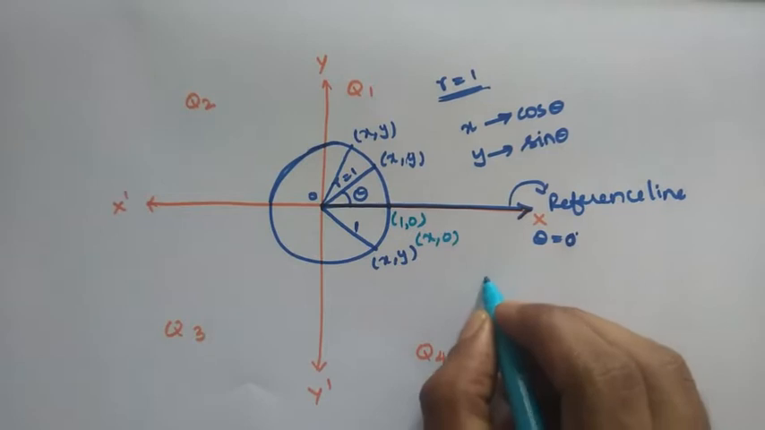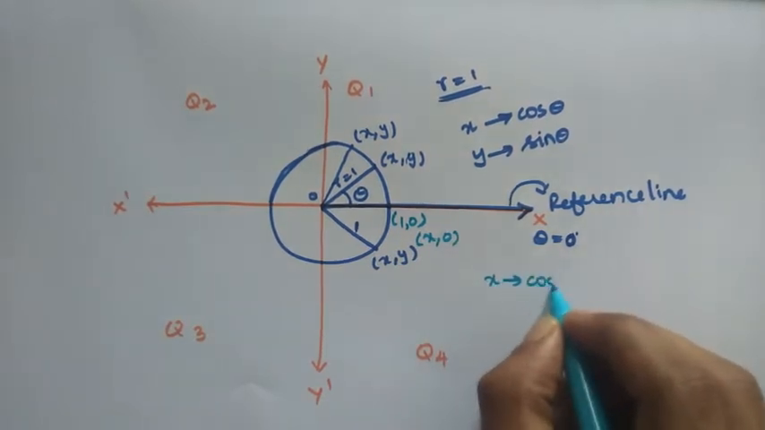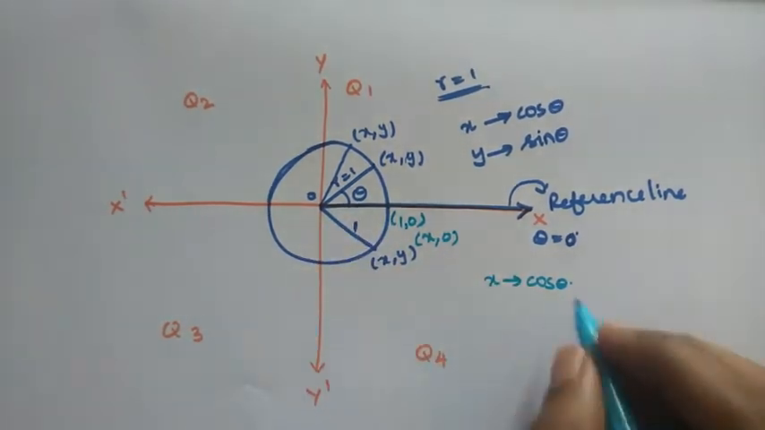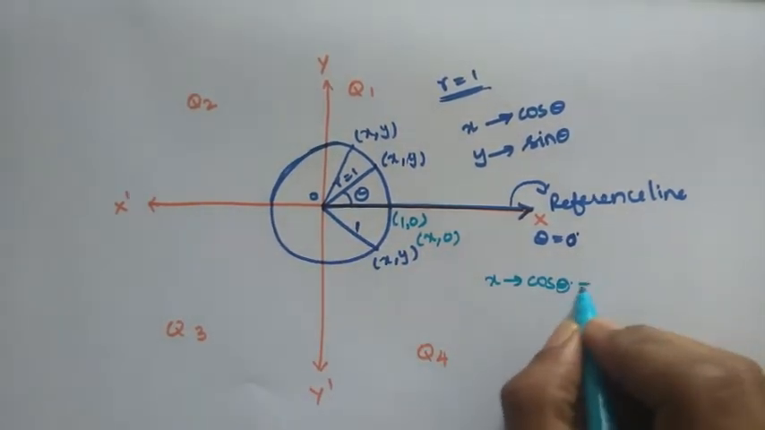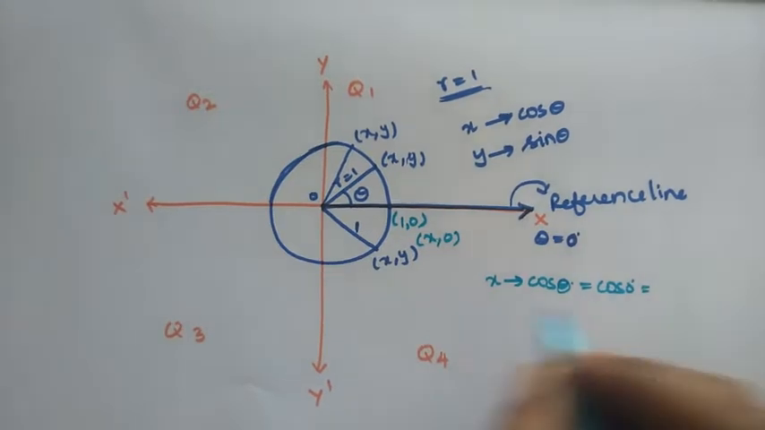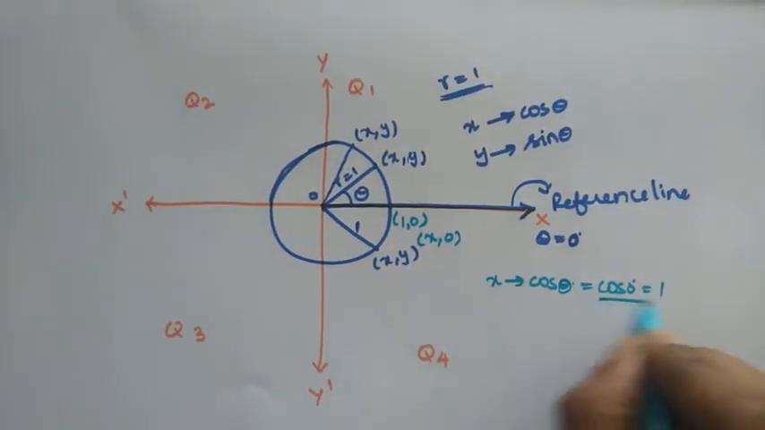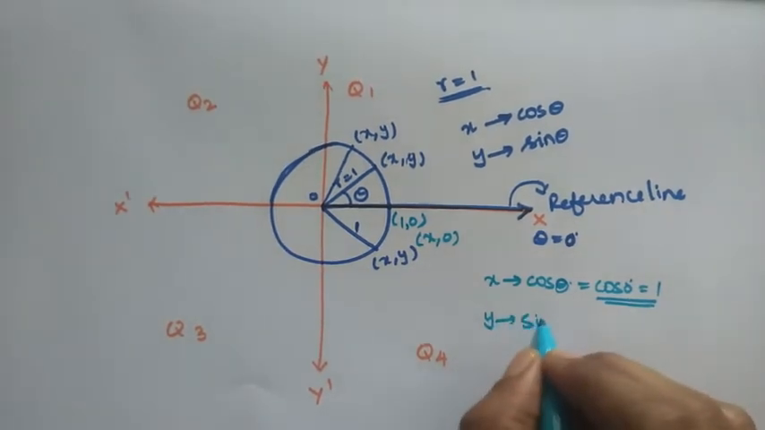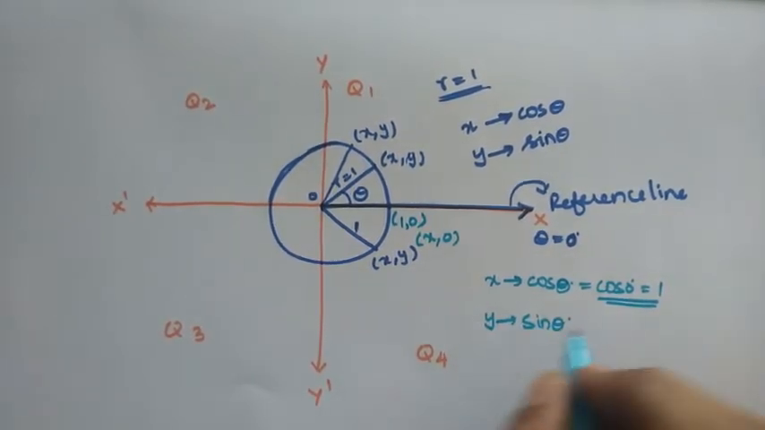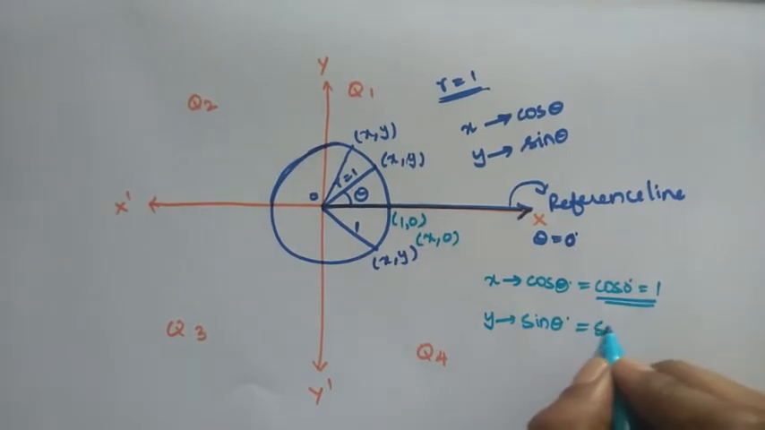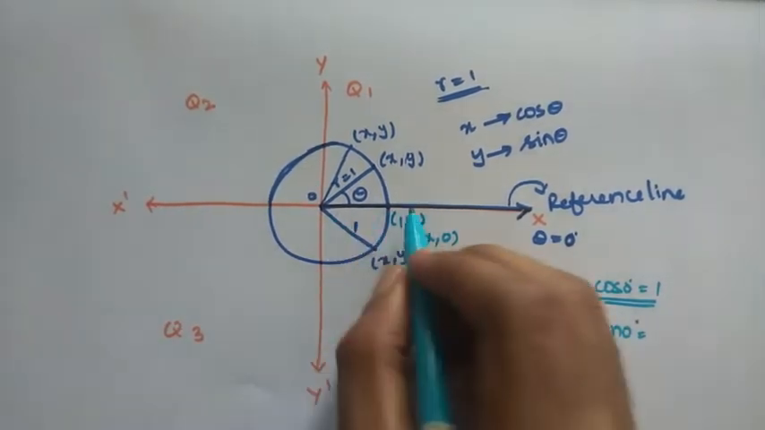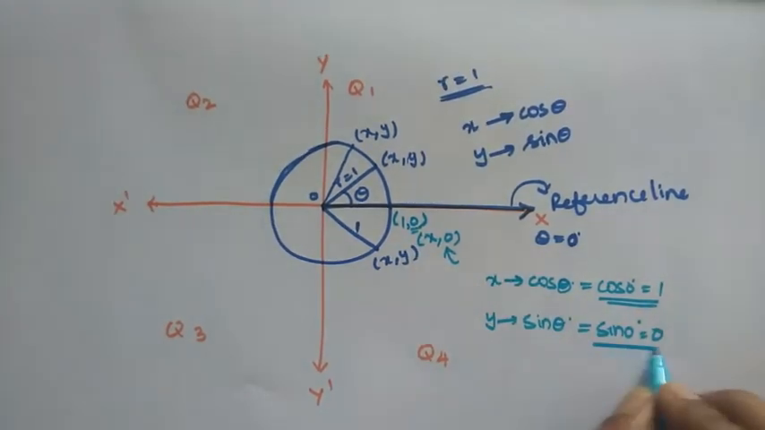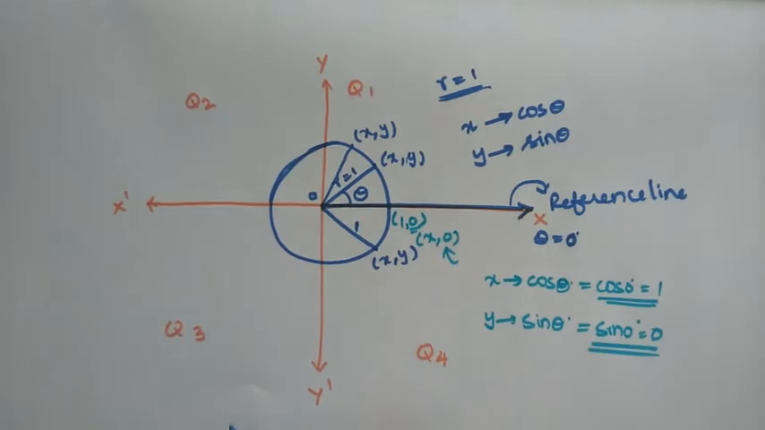Now the x coordinate is cos theta, because theta is 0, it is on the reference line, theta equal to 0 degrees. So if theta equal to 0, the x coordinate here is 1, so cos 0 is 1. Similarly, if we consider sin theta, it is the y coordinate. So for sin 0 degrees, what is the y coordinate here? It is 0, so sin 0 becomes 0.